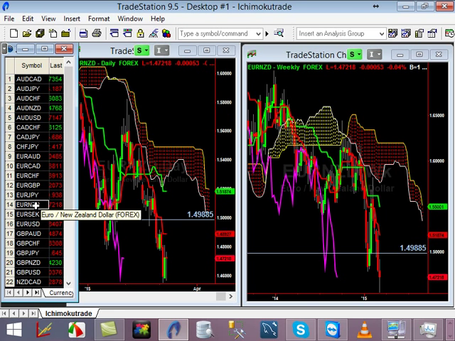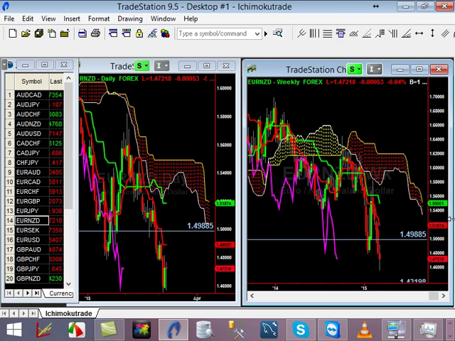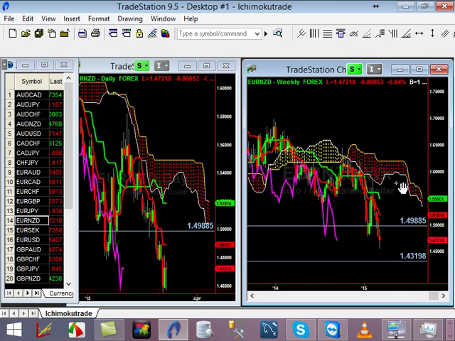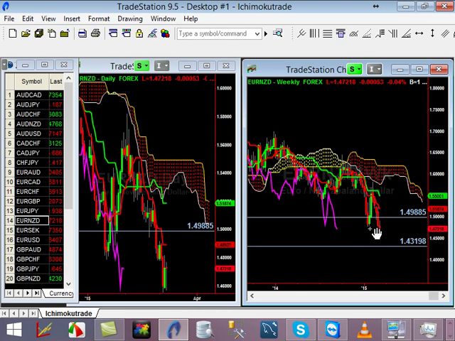So keep an eye on the Euro Yen for sure to possibly break that and keep on going down. Euro New Zealand, and you could see this is a trend against all the euro currency pairs right now where the euro is weak. The Euro New Zealand is trending to the downside. Next support is going to be 43.19.